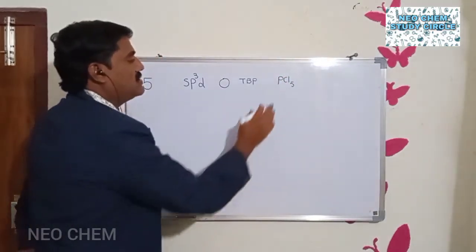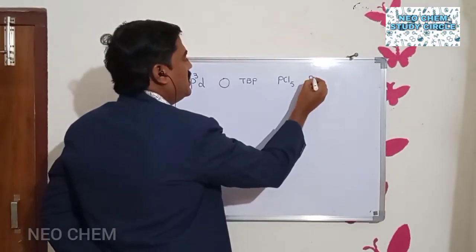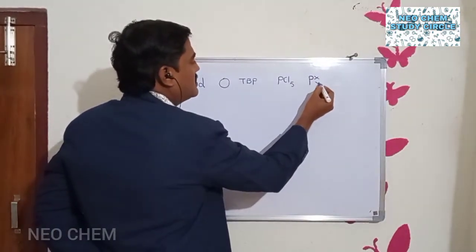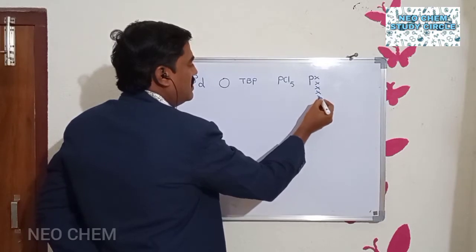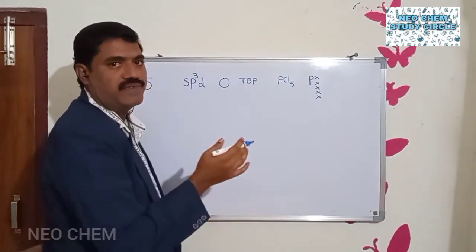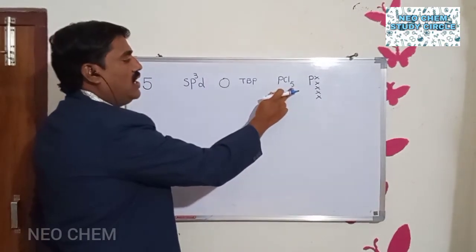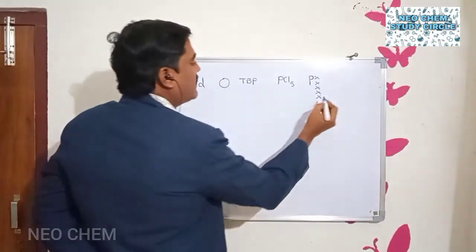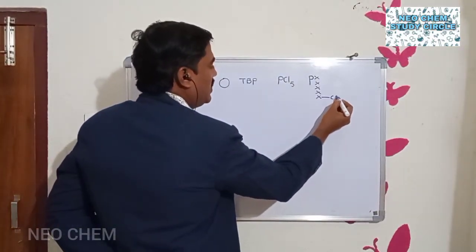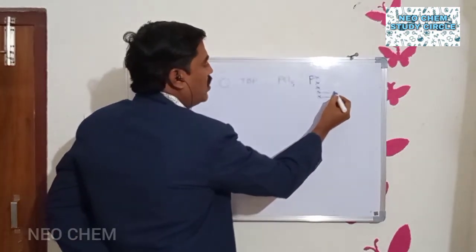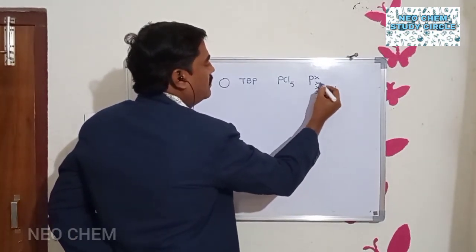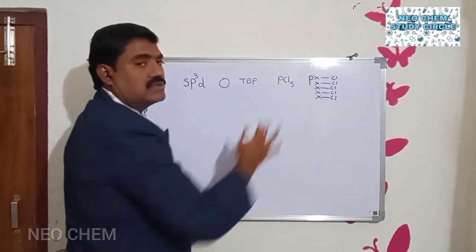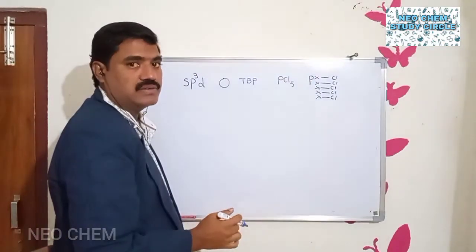In this molecule, the central atom is phosphorus, which belongs to 5A group. That's why it should have 5 valency electrons, like this. These are the 5 valency electrons of phosphorus. Next, there are 5 chloro groups with phosphorus. Valency of each chlorine is 1. That's why we should write 1 chloro group with 1 electron, second chloro group, third chloro group, fourth chloro group, and fifth chloro group.